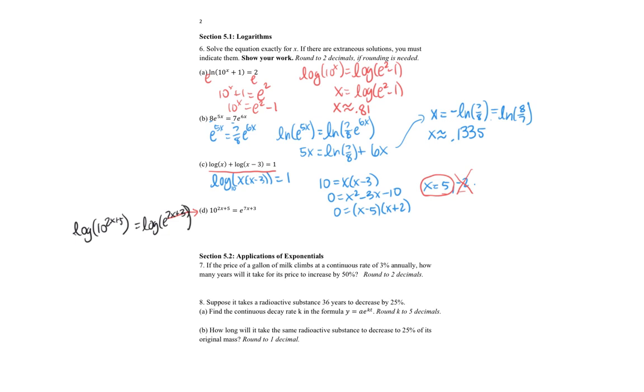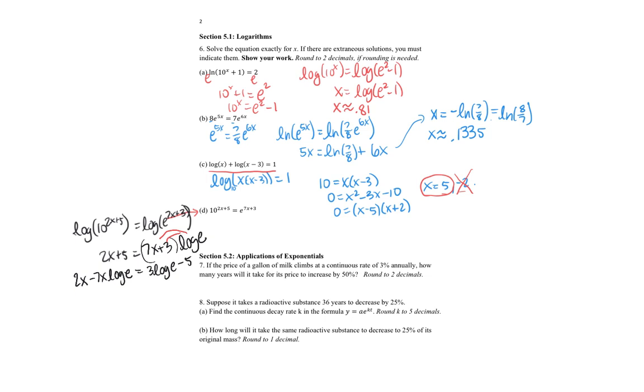And so this undoes each other, so I get 2x plus 5 equals (7x plus 3) log e. And then I can multiply this into both of those. And so I get 2x, and I'm going to subtract the 5 over, and I'm going to subtract 7x log e, equals 3 log e minus 5.